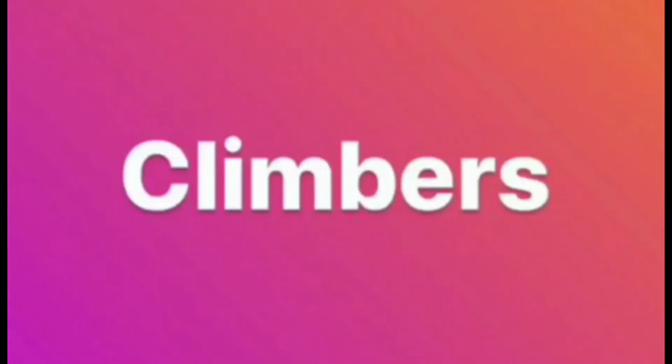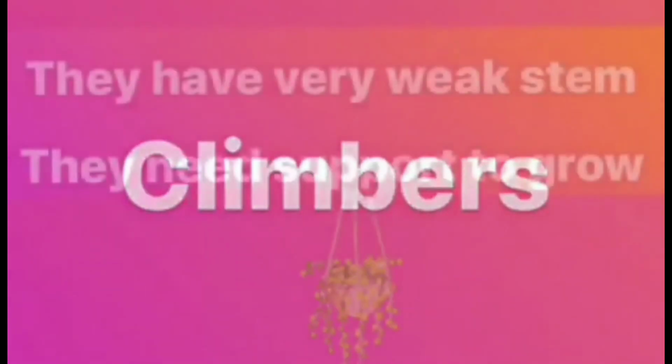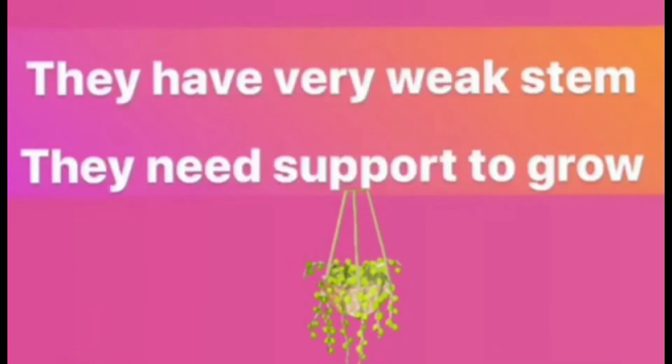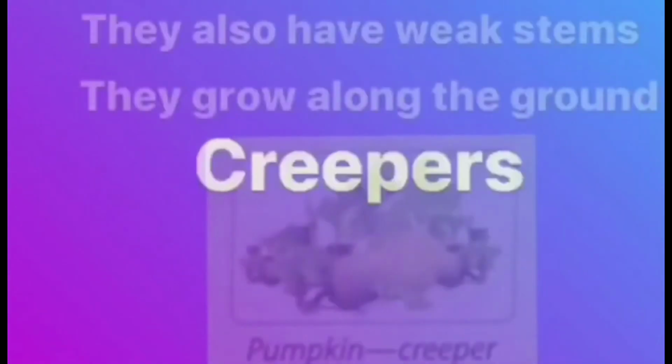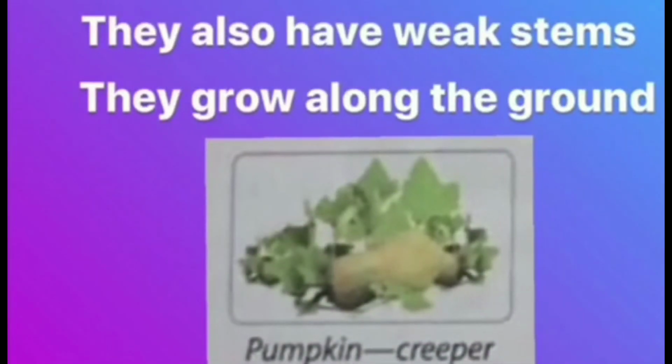Okay? Climbers are the next type of plant. They have very weak stems. That is why they cannot stand erect. They need support to grow. Another type of plant that has weak stems and grows along the ground is called creepers.